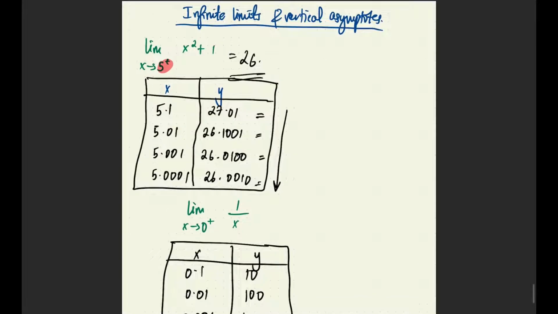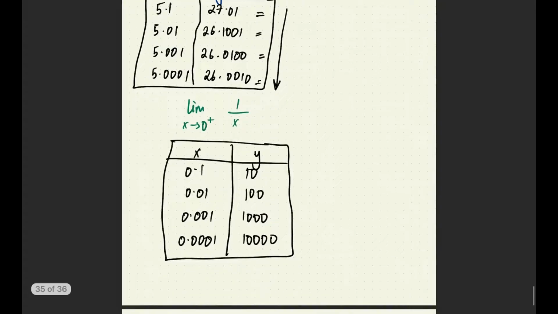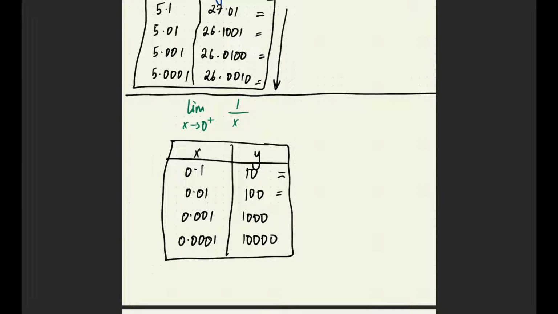Now let's look at the second example over here. So this is the limit as x approaches 0 from the right-hand side of 1 over x. So again, we're approaching 0 from the right-hand side. So the x values that we take are going to be slightly greater than 0. So when x is 0.1, y is equal to 10. When x is 0.01, y is equal to 100. When x is a lot closer to 0 now, 0.001, y is equal to 1000. When x is 0.0001, y is equal to 10,000.